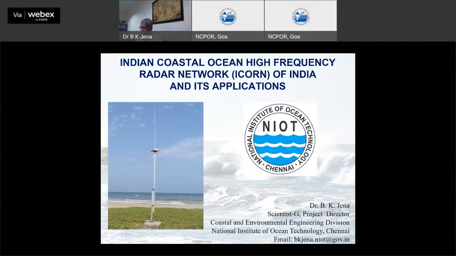This data is disseminated by the Indian National Centre for Ocean Information Services, that is INCOIS Hyderabad, for scientific and maritime operations. The potential of an HF radar system is enormous and can be employed in various aspects of operational oceanography and its research applications.